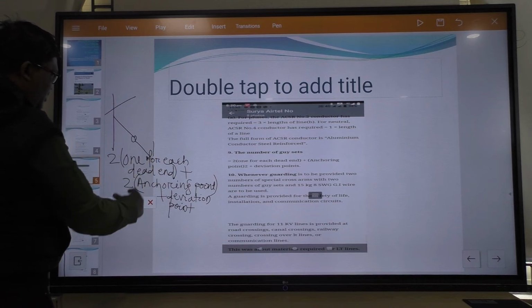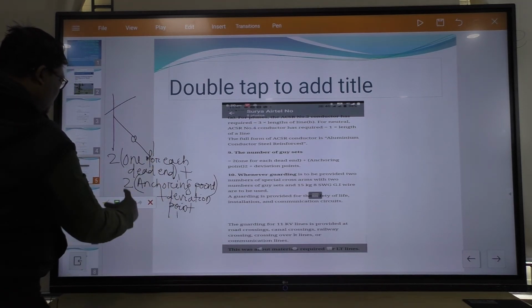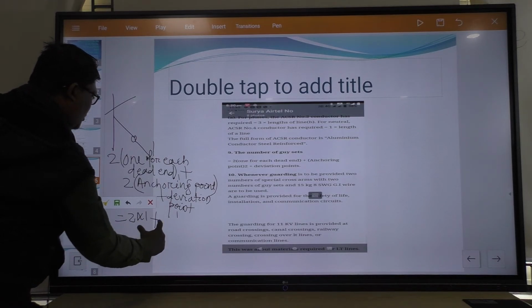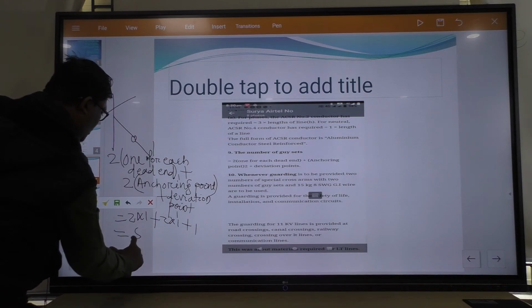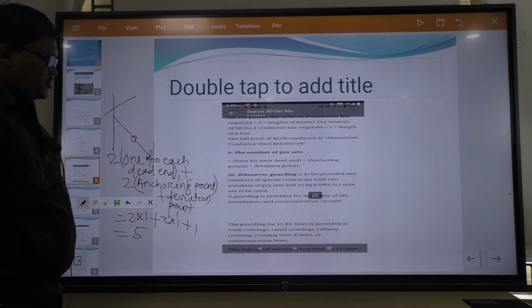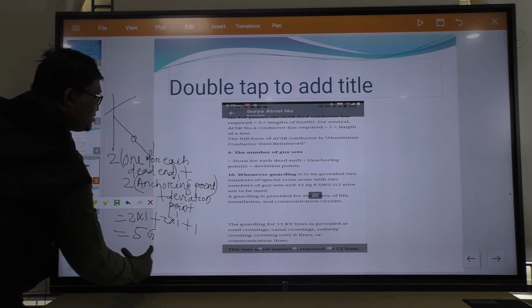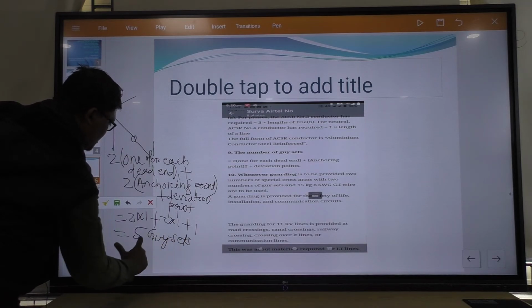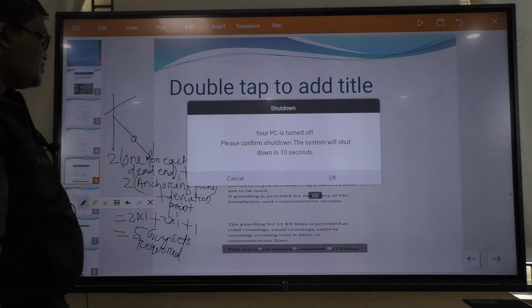So suppose one dead end, one anchoring point, one deviation point. This will be 2 into 1 plus 2 into 1 plus 1, that is equal to 5 guy sets required. 5 guy sets are required.